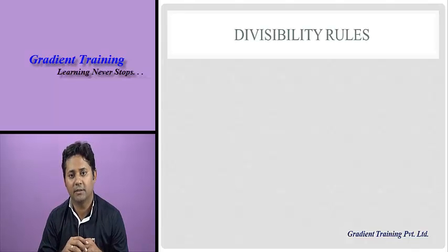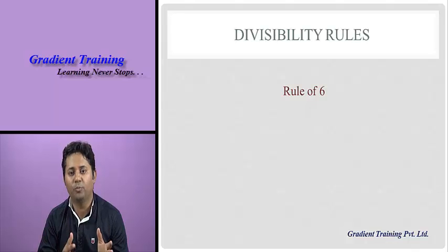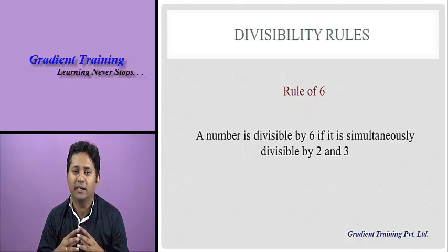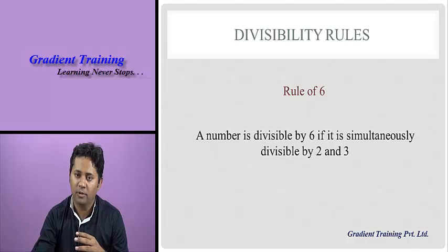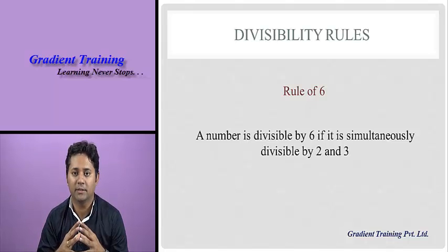What about 6? Well, 6 is itself a multiple of two numbers, 2 and 3, which are co-prime to each other. So to check whether a number is divisible by 6 or not, I will only check whether it is divisible by 2 and 3. If the number is divisible by 2 as well as 3, that means it is divisible by 6.